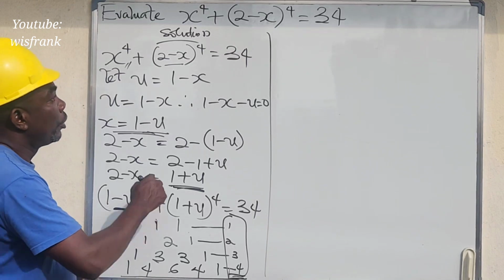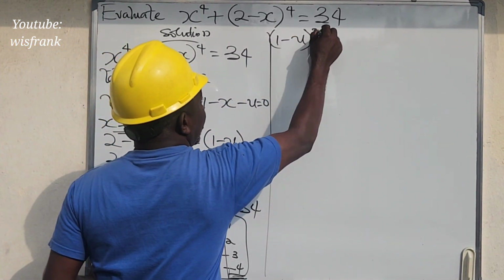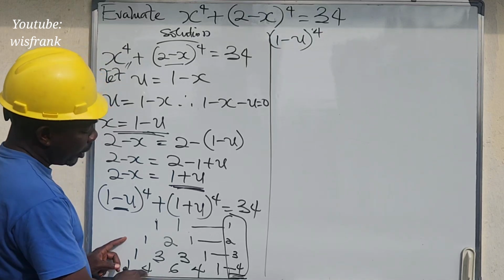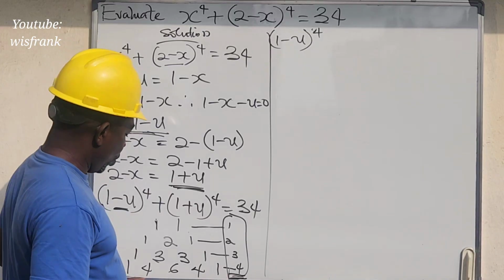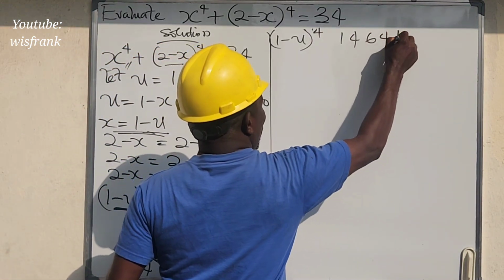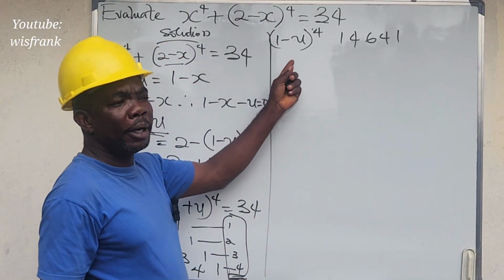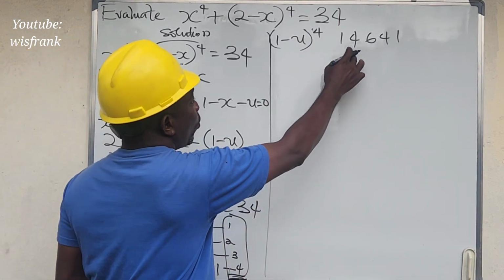Then each of them, so we have here (1 − u)^4. Using this binomial theorem, where we have 1, 4, 6, 4, 1, we are going to expand our parenthesis through this binomial theorem. So from here, this is what we have.